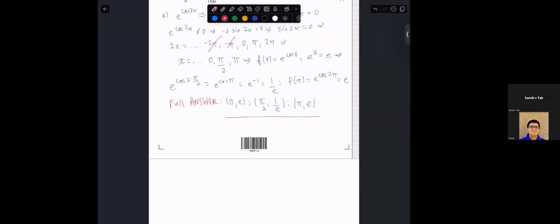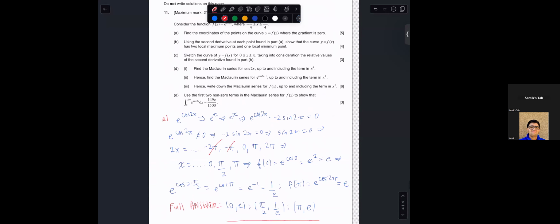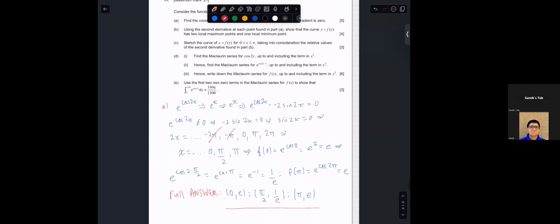Hi guys, welcome back to November 2023 AHL paper 1, and we are doing question number 11 part B today. Part B is 4 marks, and we have to show, using the second derivative, that there are two local maxima points and one local minima.